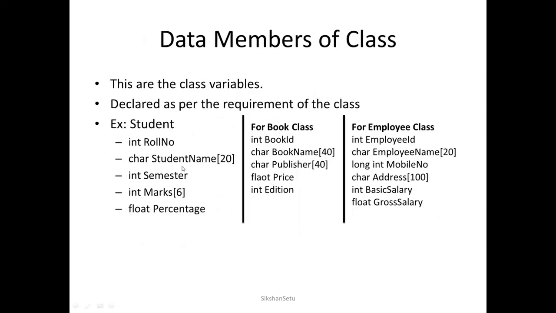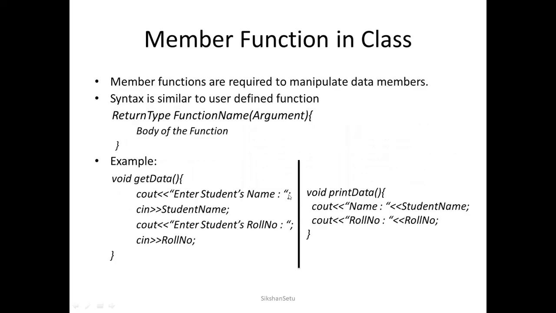So we have declared some data members over here. Now how to get the values for these data members and how to use their values for calculation? That can be done with the help of member functions. So how can member functions be defined? It is the same as a user defined function. First of all, it comes with the return type, then the function name and then the argument. Here comes the body of the function.